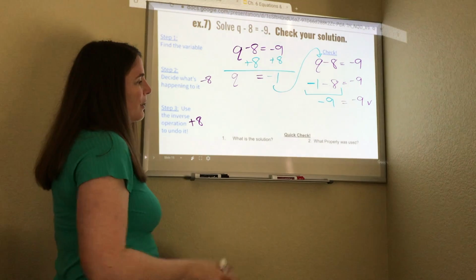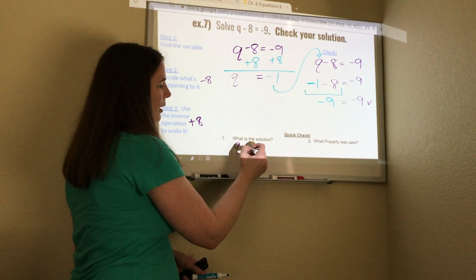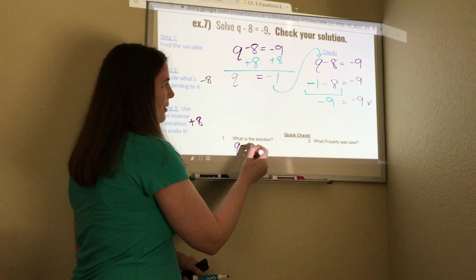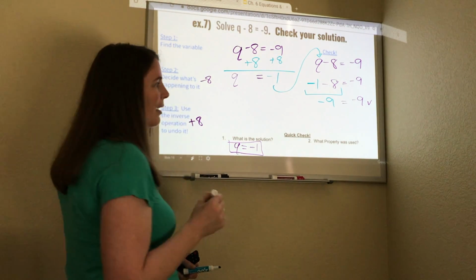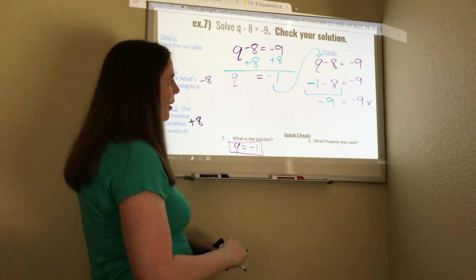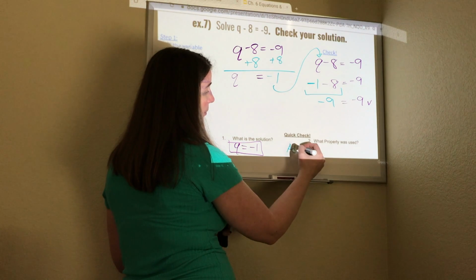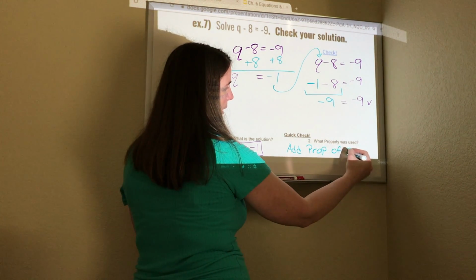So my solution is q equals negative 1. Every time you write q, I want to put q, right? All right, what property was used? Well, what did I do here? Each time I added, so I used the addition property of equality.